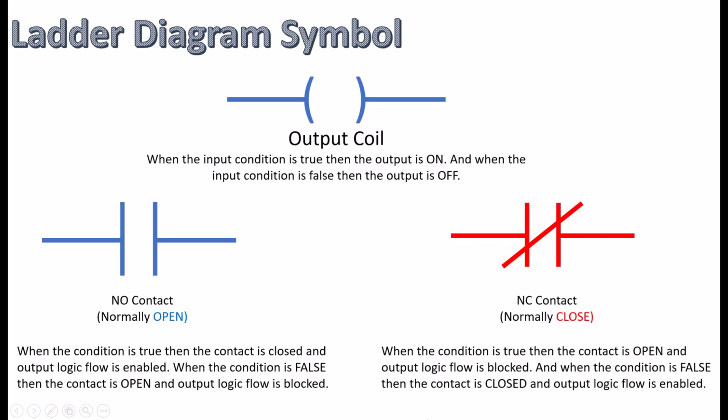These three elements, the output coil, the NO contact, and the NC contact, are the foundational building blocks of your PLC logic. Together, they allow you to create intricate control systems that can handle everything from simple on-off operations to complex sequences.